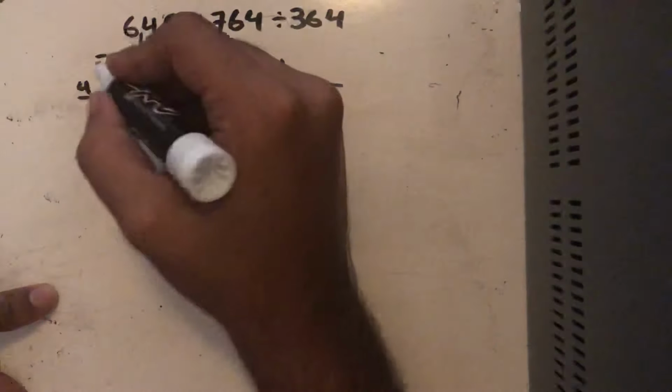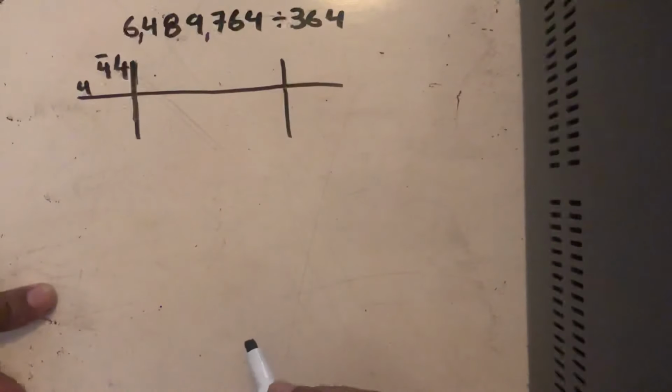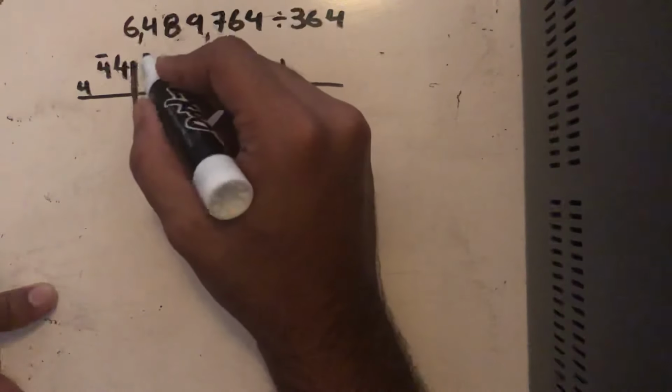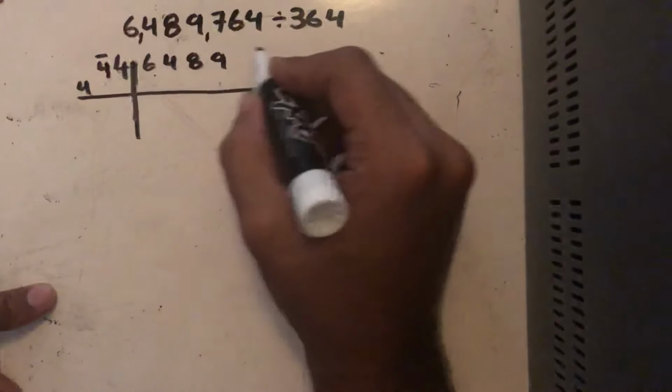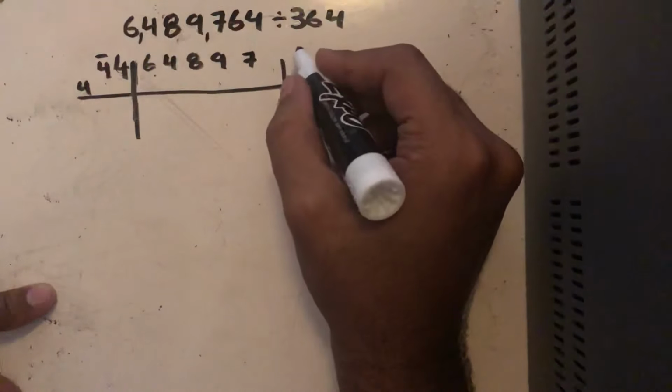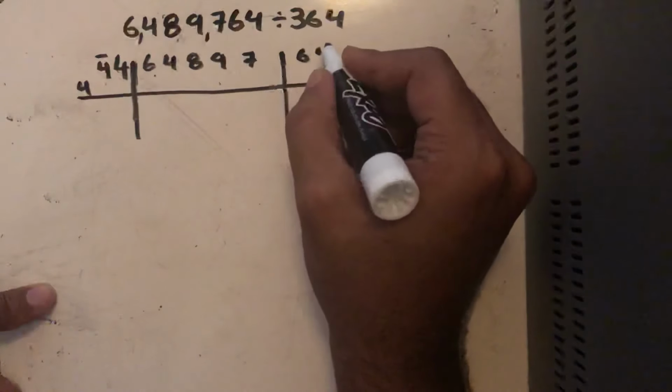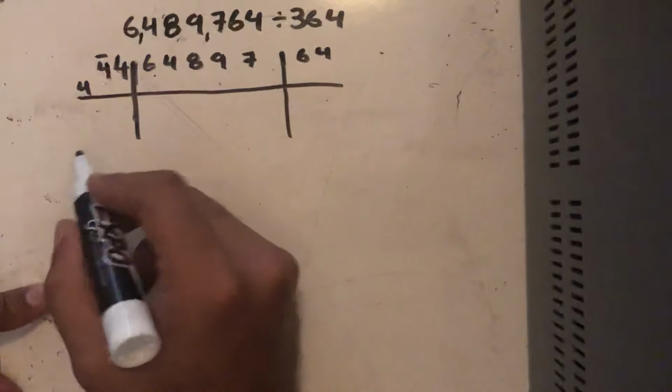Okay, so it's very clear now. We have a bar 4 and a regular 4, and then my other numbers are 6, 4, 8, 9, 7, and then I have a 6 and then a 4. So let's get started on the steps.